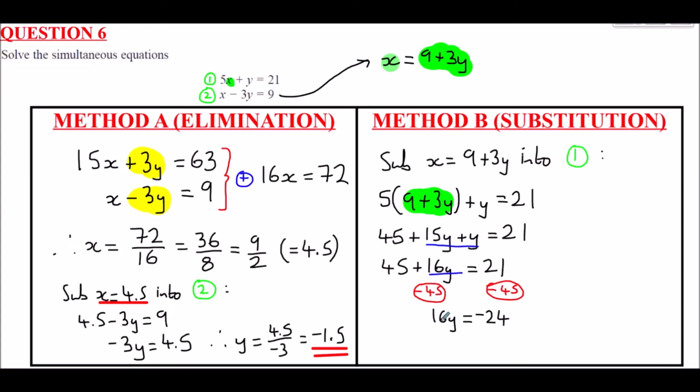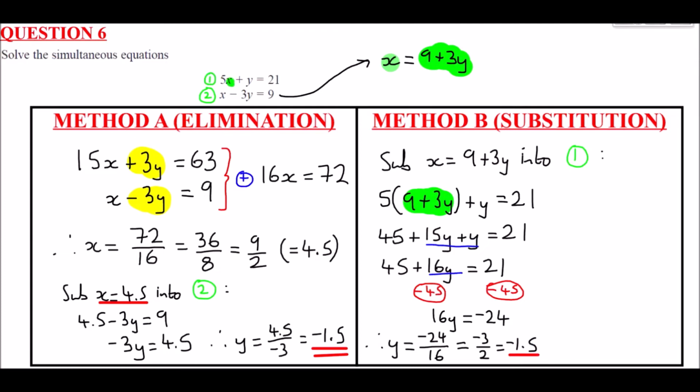If we divide both sides by 16, we see that y equals minus 24 divided by 16, which can simplify. For example, if we divide both top and bottom by 8, we get minus 3 over 2, which is fine, or we can say it's minus 1.5. And again, you're noticing we've got the same value for y here as we did in the first method.